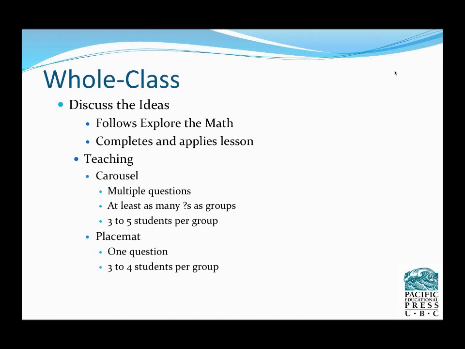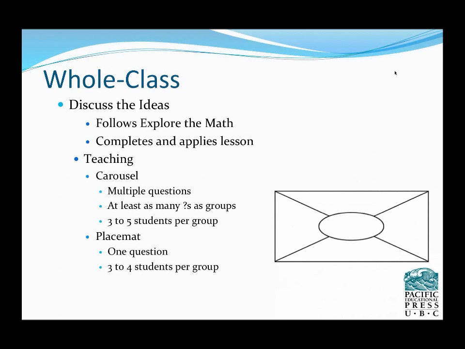Another idea for encouraging all students to participate in what will subsequently be the whole class discussion is called placemat. Now, unlike carousel, this is actually better when you have just 1 central question to examine. And for this, you want to have 3 or 4 students per group. What you do is you give them a great big sheet of paper. 11 by 17 is usually enough. Sometimes you might need a great big chart paper, and you ask them to divide it in this way.